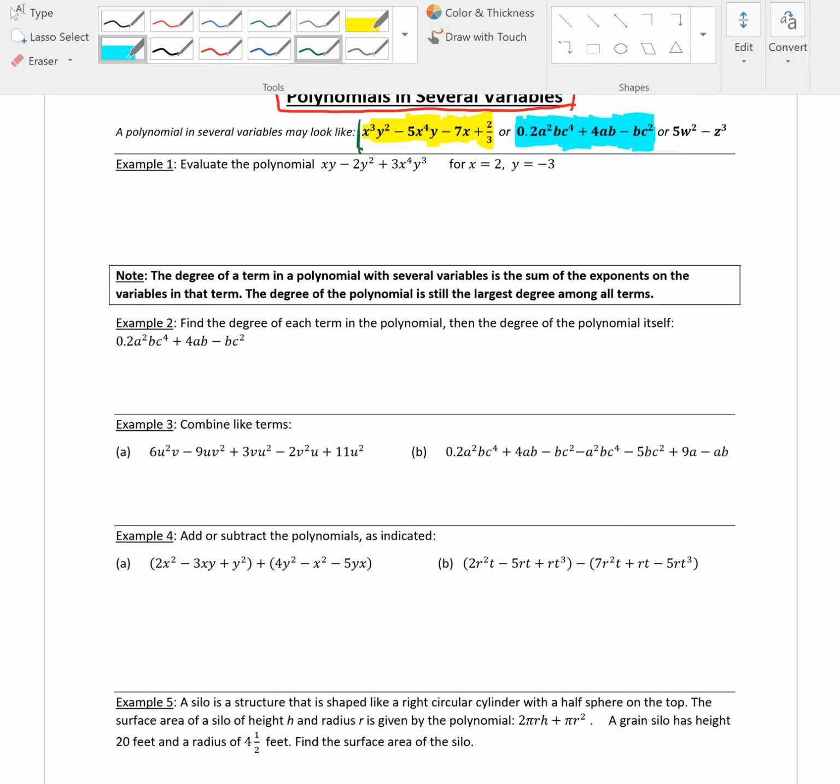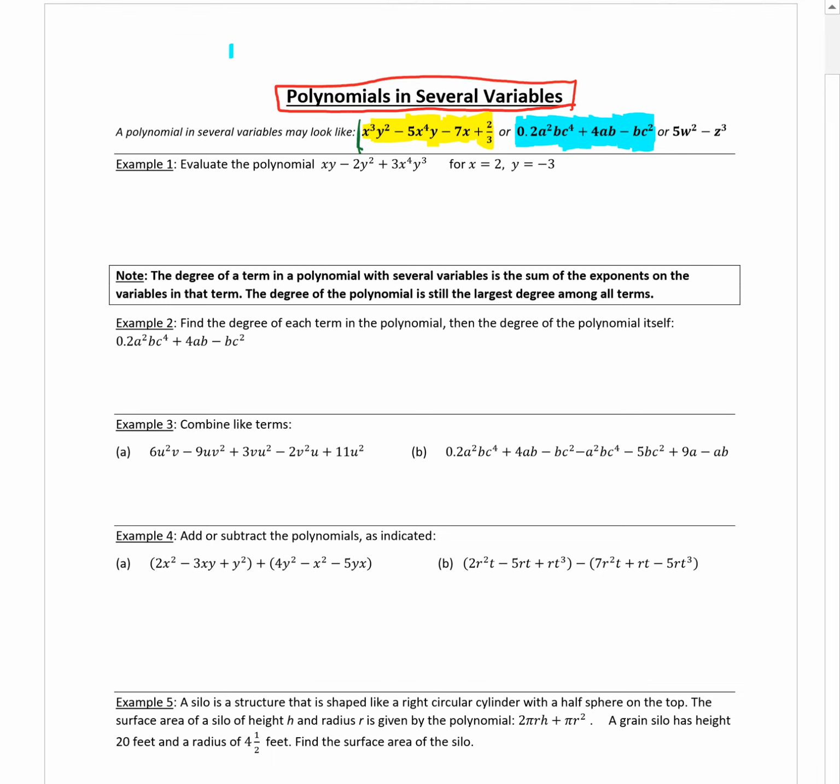Especially with a lot of variables, it's kind of hard to tell how many terms are in this thing. But just remember that the terms are separated by a plus or a minus. So that's why this guy has 3 terms.